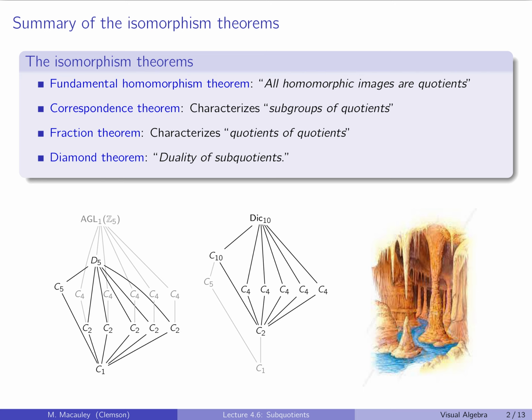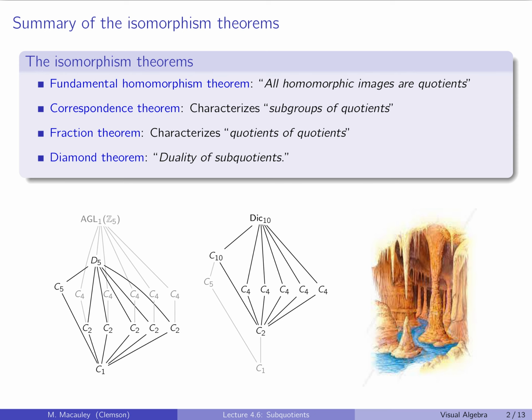Here are two groups of order 20, and D5 is a subgroup of one of them, because you can see it sitting at the bottom of the subgroup lattice, but it's a quotient of this other group because it's hanging from the top of a lattice, like a stalactite versus a stalagmite in a cave. At this point, now that we know the subgroup structure of a quotient and which ones are normal, it's natural to ask what happens when we quotient out by one of those normal subgroups. And that's what the fraction theorem told us. And that brings us to the diamond theorem, which is the topic of this lecture. And that describes some sort of duality of subquotients.